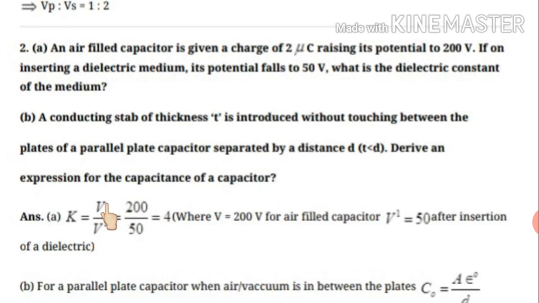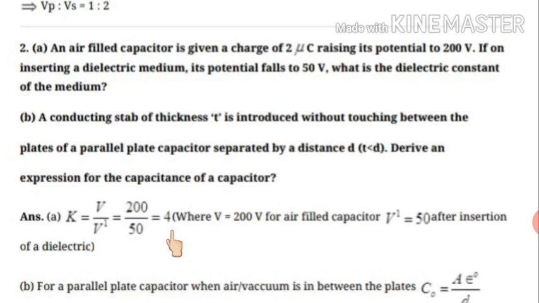So what is V? Before insertion of the dielectric medium, it is 200, and after insertion, what is the value of V? It is 50. So 200 by 50 gives you 4. This is the value of the dielectric constant, and we have calculated it with the help of the ratio of their potential.